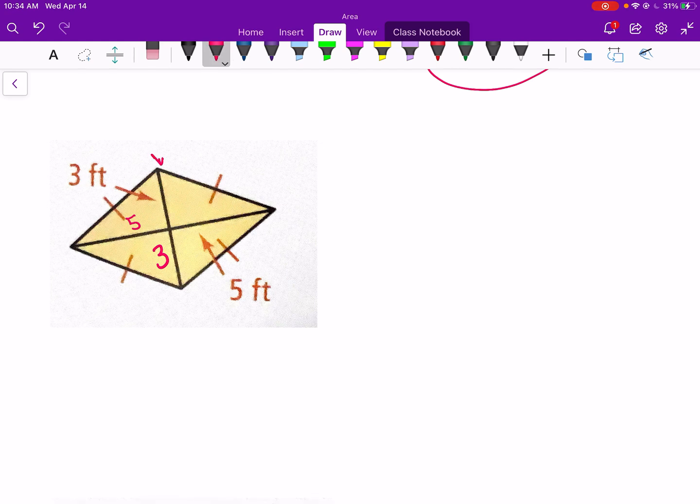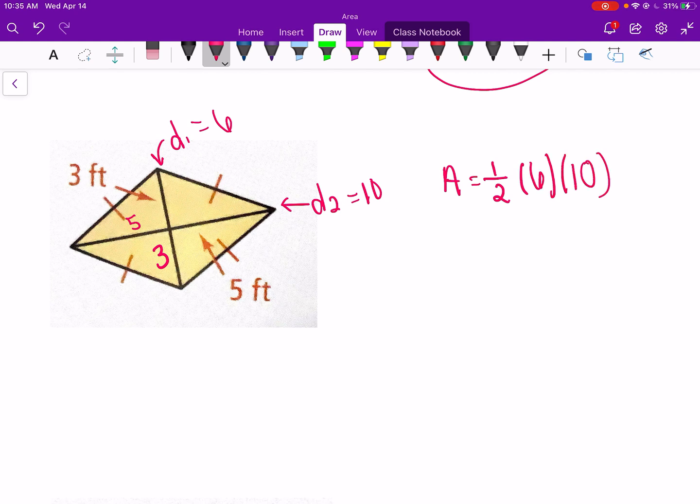So I'll call the vertical diagonal, diagonal 1. And that one is 3 plus 3, so 6. We'll call this diagonal, diagonal 2. And that one is 5 plus 5, so 10. So the area equals 1/2 times 6 times 10, which is 30 feet squared.